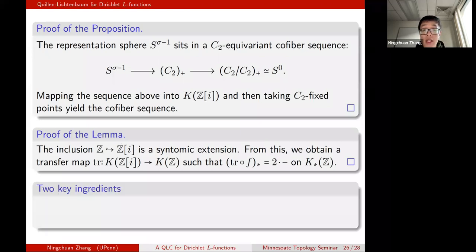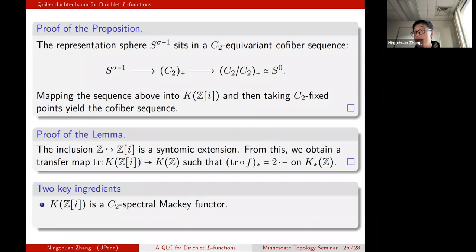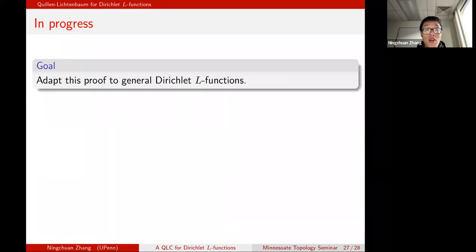The two important ingredients in this proof are, first, that the algebraic K-theory spectrum of Z[i] is a C2 spectral Mackey functor. We use this in an essential way. And also, we can construct C2 cross from those Moore spectra. This is a trivial character, this is a sign character. Now we are working on adapting this proof to more general Dirichlet L functions.